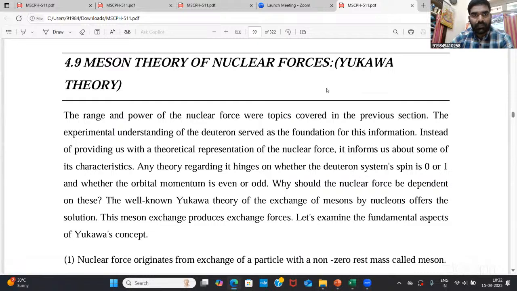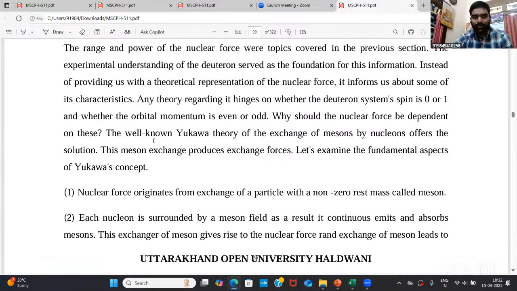So this is the meson theory of nuclear forces. How does this theory help us understand the nuclear forces? The range and power of nuclear forces were discussed in the earlier sections, and here we will go directly into the theory. The well-known Yukawa theory of exchange of mesons between nucleons offers a solution. These meson exchanges produce exchange forces. Let's examine the fundamental aspects of Yukawa's concept, which helps us understand the nuclear forces.